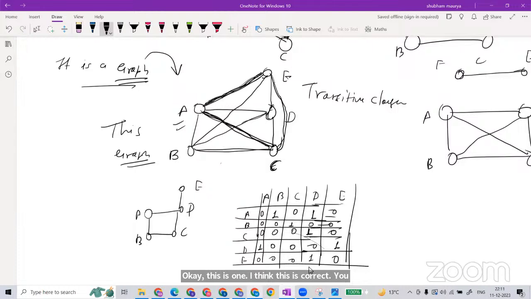Sir, C is connected to D and B. We have not considered that. C is connected to D and B. That's the error. And D is connected to C and A, and E. A also. So A, E, C and E. Yeah, this is correct.